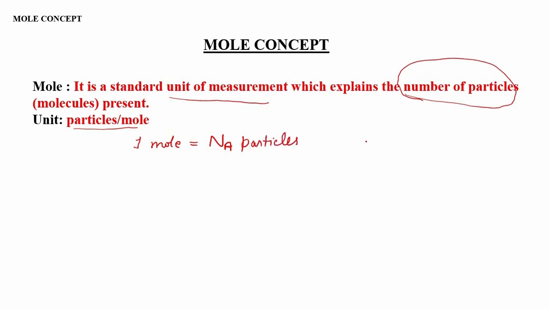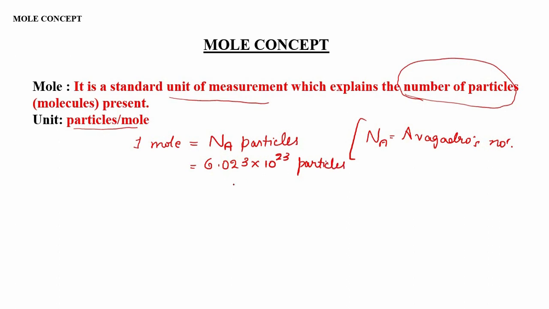Here Na, whatever I have written, is nothing but Avogadro's number. This Avogadro number is nothing but 6.023 into 10 to the power 23 molecules or particles. This much particles.